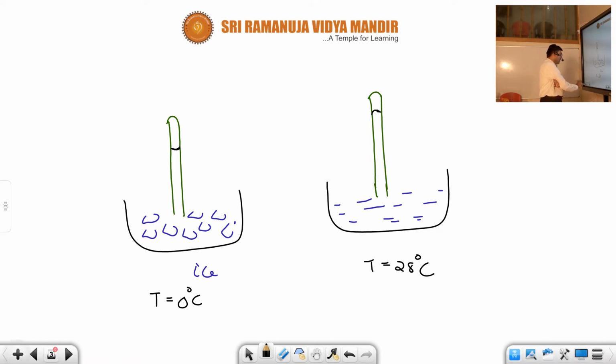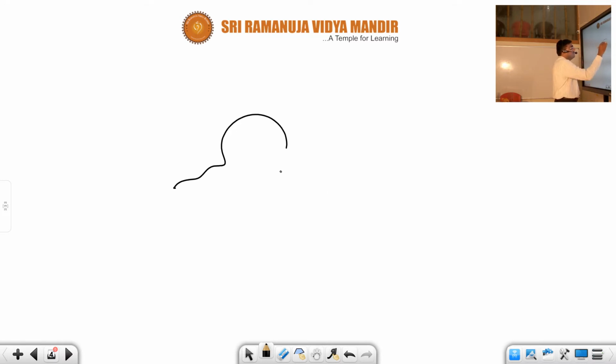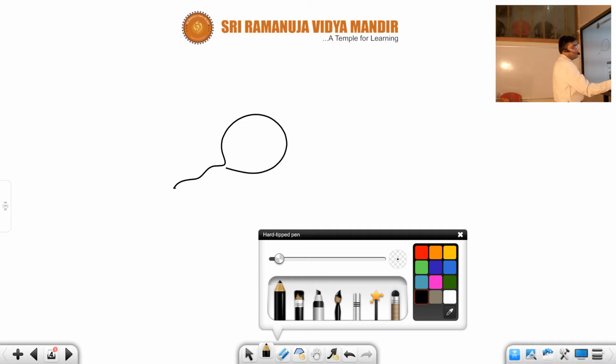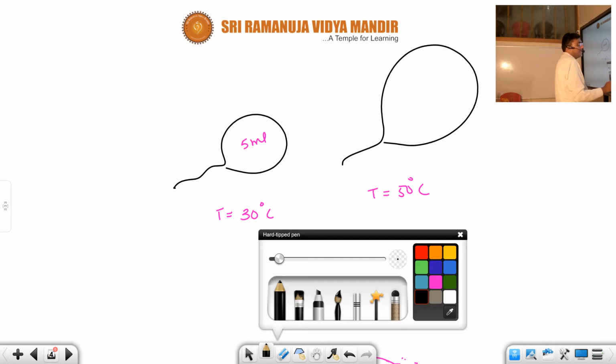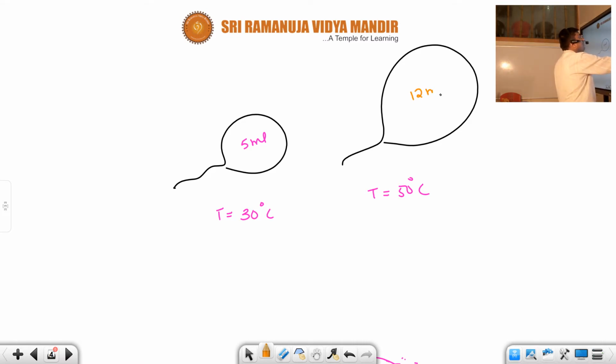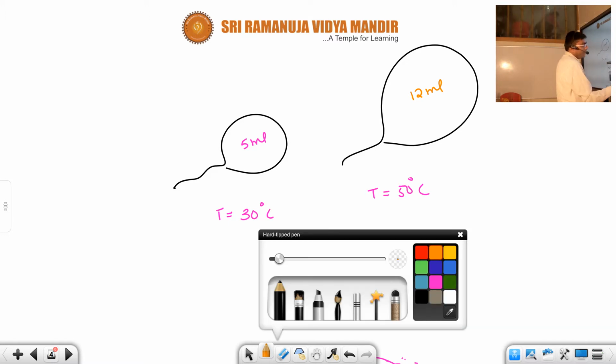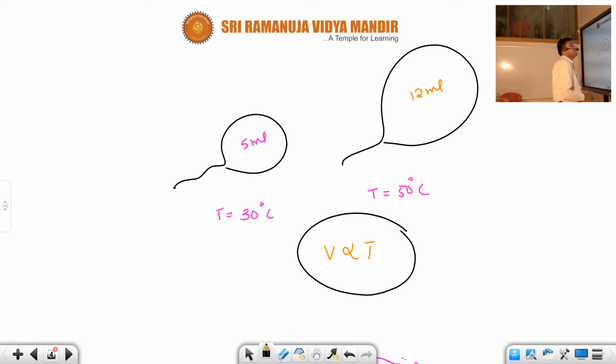Even if you take, for example, a balloon. Now this balloon has a volume of 5 ml at a temperature of, for example, 30 degrees centigrade. Now I am increasing the temperature to 50 degrees centigrade. Students, what happens? Naturally, you will find there is an increase in volume. The volume will be, for example, around 12 ml. Naturally, volume is directly proportional to temperature.